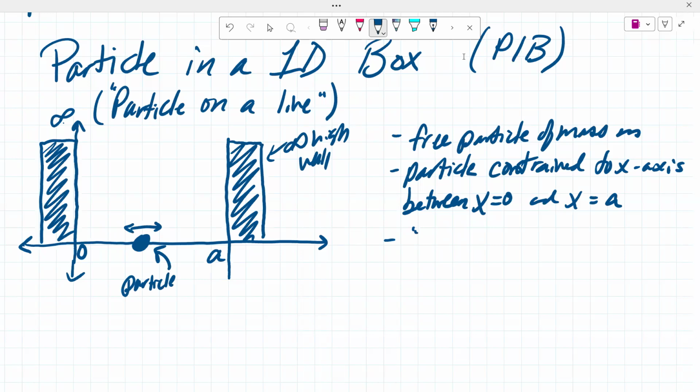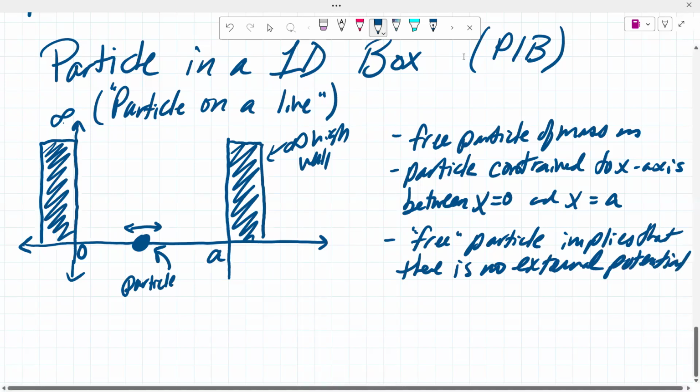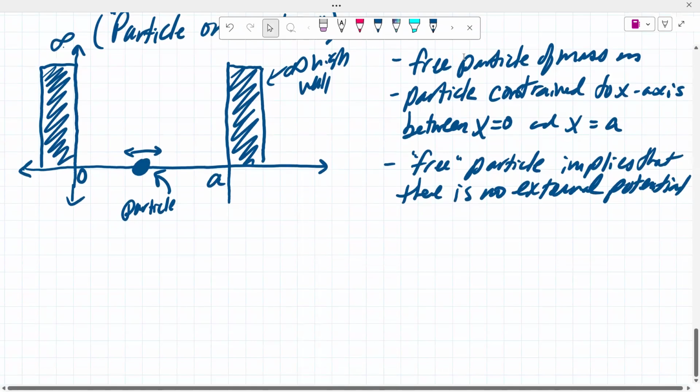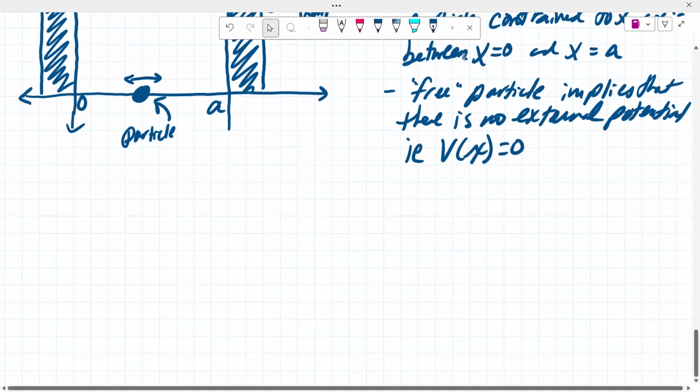The free particle implies that there is no external potential. Now, remember we talked about some of the assumptions that we're making as we go along. This is certainly going to simplify our situation. So in other words, i.e. V of x equals 0. This means one of the terms of our operator we can set to 0. So if there's no potential energy, that means it's going to simplify to the kinetic operator.